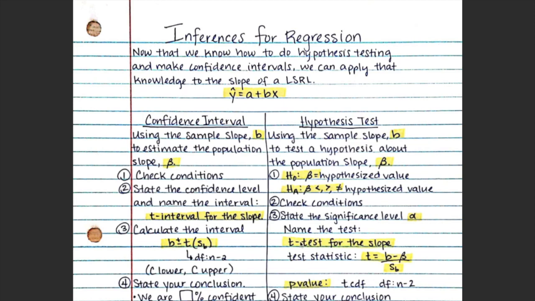So you should have had enough time to go ahead and copy the notes, so let's go through them. So what are these inferences for regression?